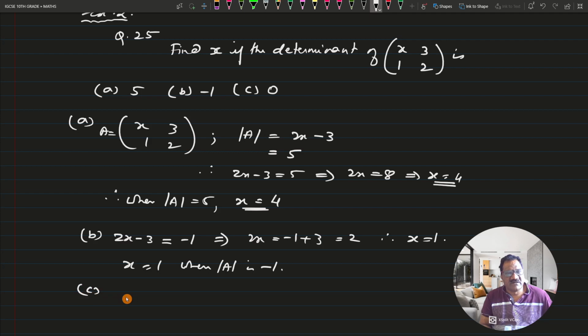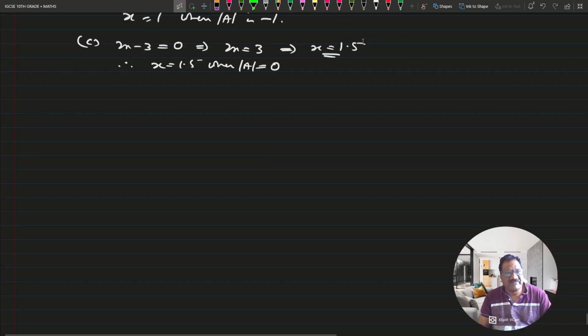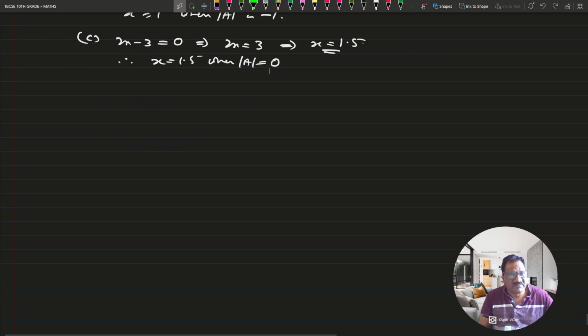And the C part is again 2x minus 3 equal to 0, because the determinant now is 0. This implies that 2x is equal to 3, and so x will be equal to 3 by 2, that is 1.5. So we get the answer as x equal to 1.5 when the determinant of A is equal to 0. So that was question number 25. Now let us quickly move on to question number 26.